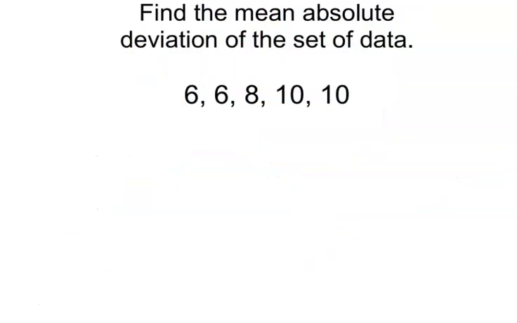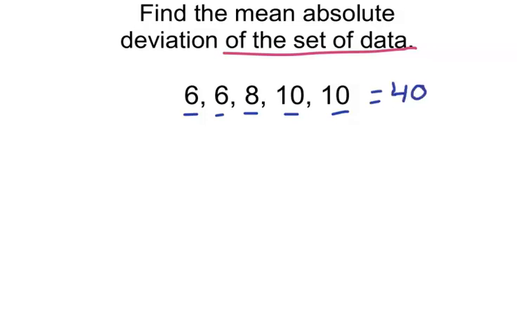All right, so it says find the mean absolute deviation of the set of data. First, we have to find the mean, so we have to add up 6 plus 6 plus 8 plus 10 plus 10, or we could have just done 20, is 40. Okay, so the mean is 40. All right, so that's unfortunately not going to give us the answer we need because we need the mean absolute deviation.